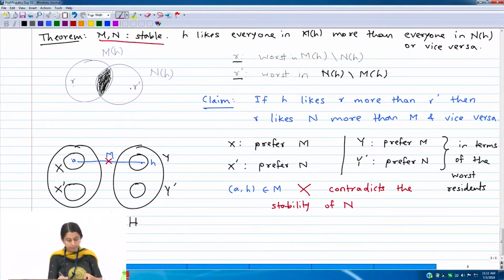So X is the set of residents who like M more than N, and Y is the set of hospitals who like, again, M more than N in terms of the worst residents they get. But then if there is an edge of M like this, then clearly they form a blocking pair with respect to N.